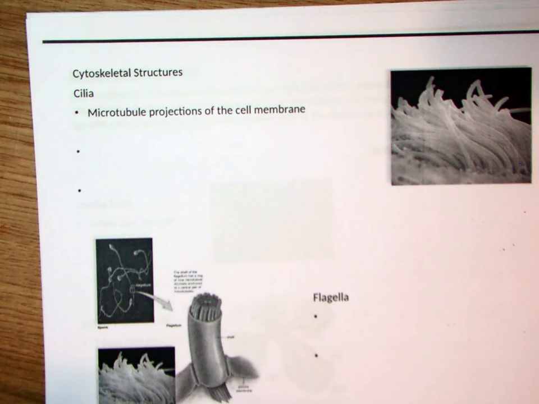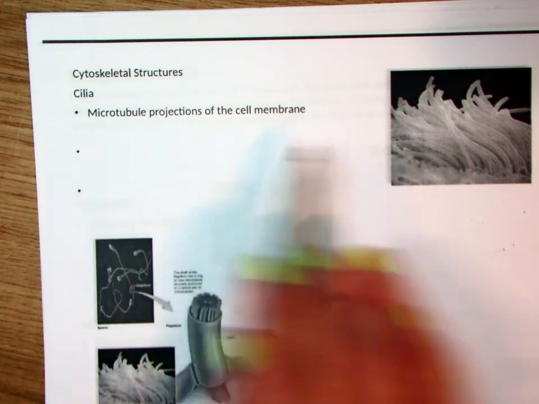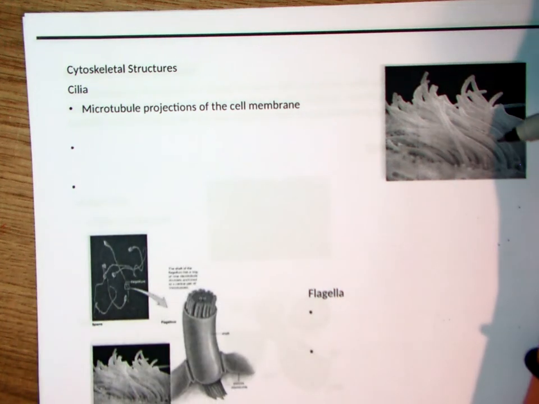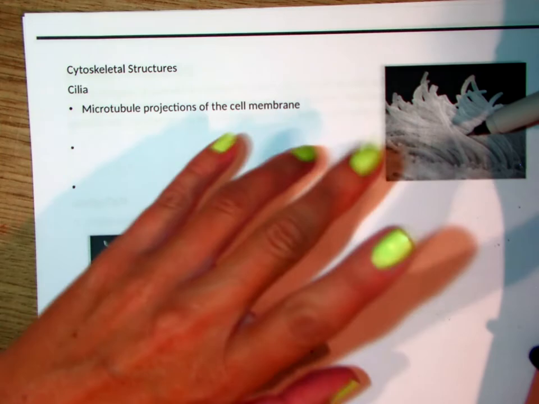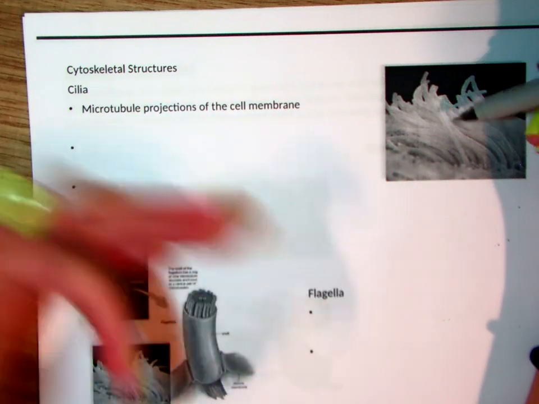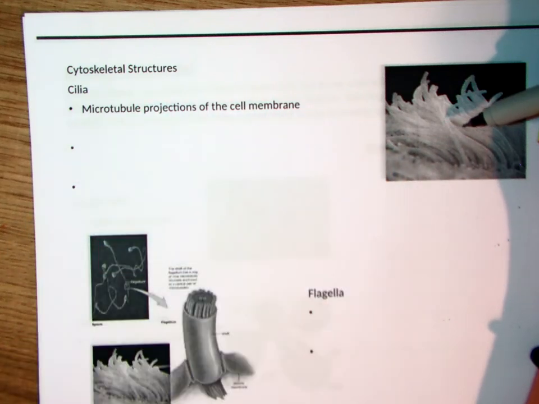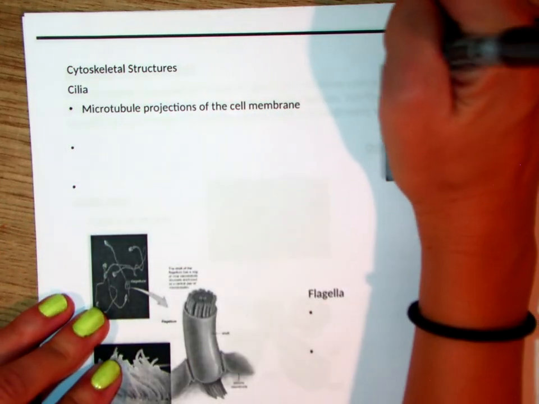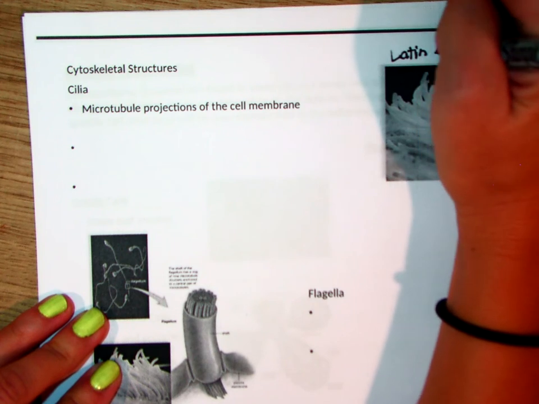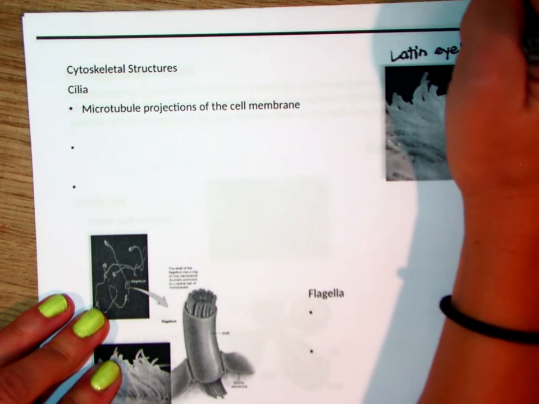Okay, so some cytoskeletal structures. We've got cilia and flagella. So cilia are microtubule projections of the cell membrane, and here we have a microscopic image of them, and they're kind of like little finger-like projections, kind of like eyelashes. In fact, I think cilia is Latin for eyelashes. So just picture these sweeping, beautiful eyelashes.